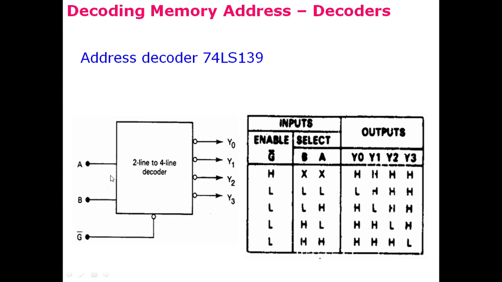So each time the input at these select lines changes, one of the outputs is 0 and the other outputs are 1. That logic 0 output is then used to select either of the 4 banks. The 4 banks are connected to the microprocessor.